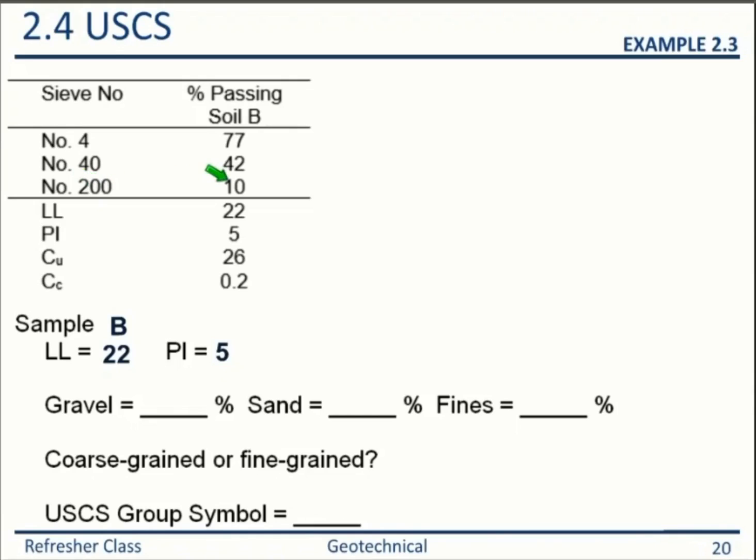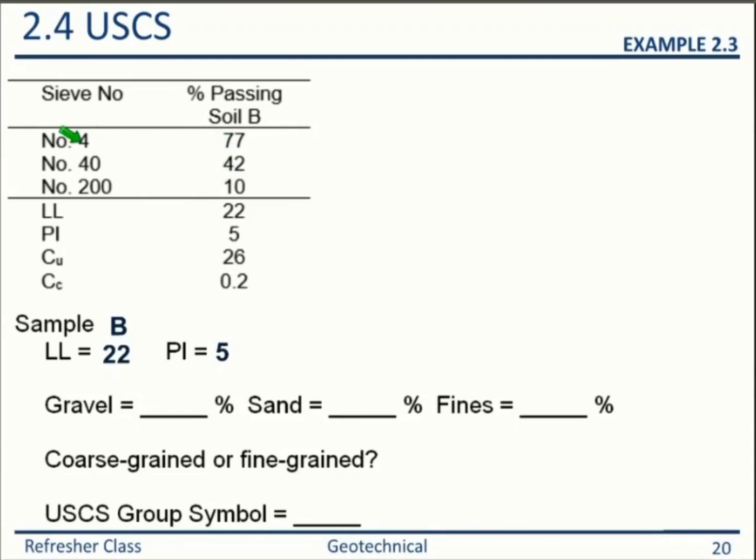It means the other way, it is telling us 90% of soil sample B is coarse fraction. It could be sand, it could be gravel. So let's see what percentage is gravel, what percentage is sand. Can you give me the percentage of gravel here for soil sample B? It's 23, right? 77% is passing through number 4 sieve. Therefore, 100 minus 77 is 23. That should be your gravel.